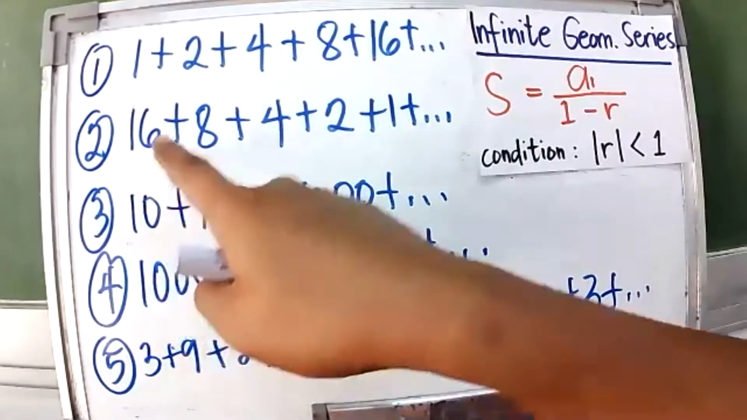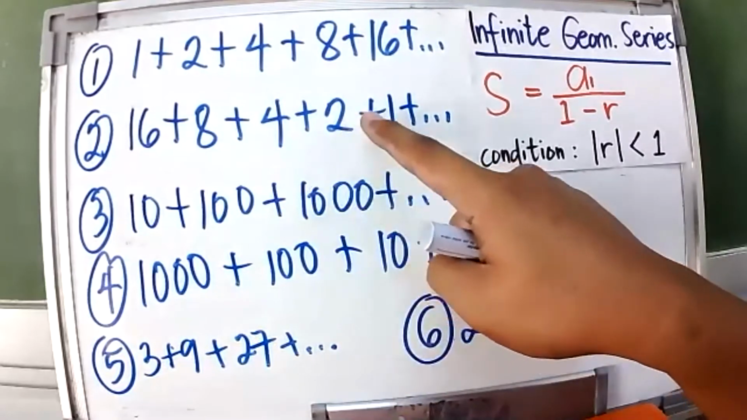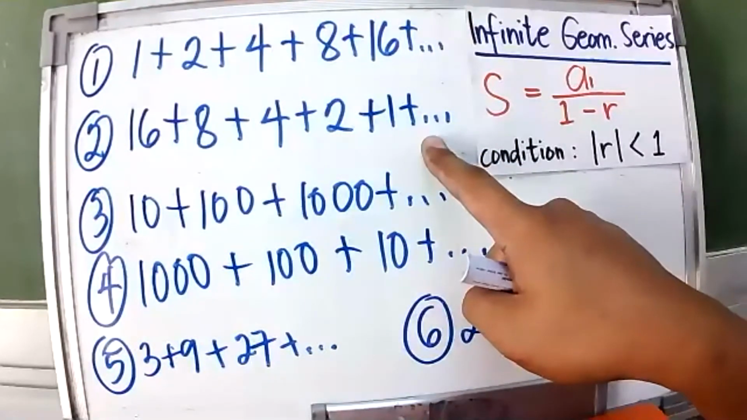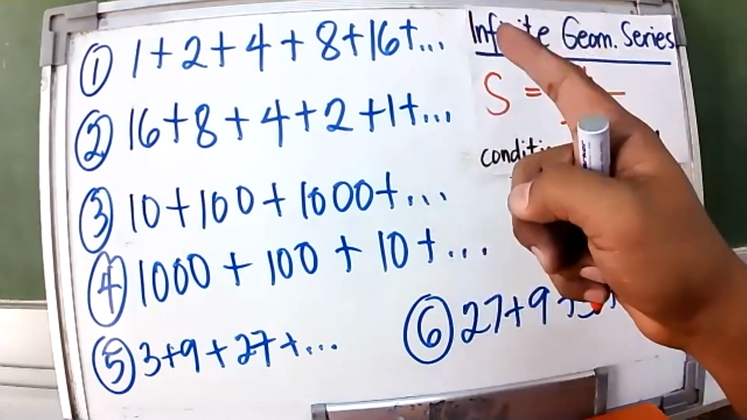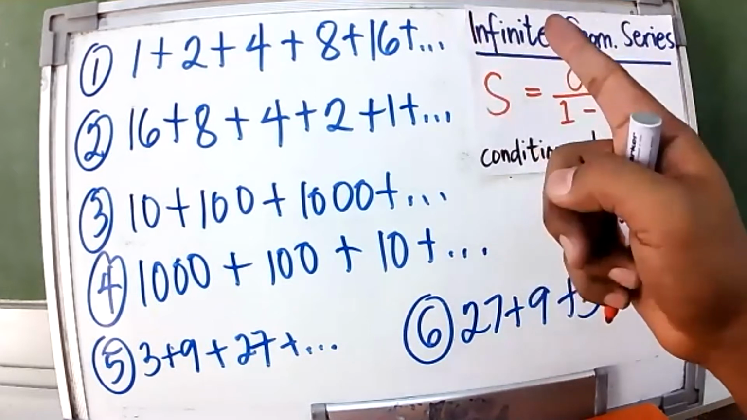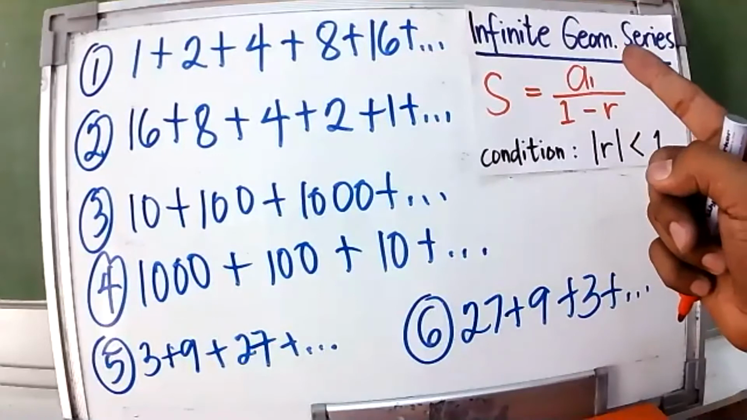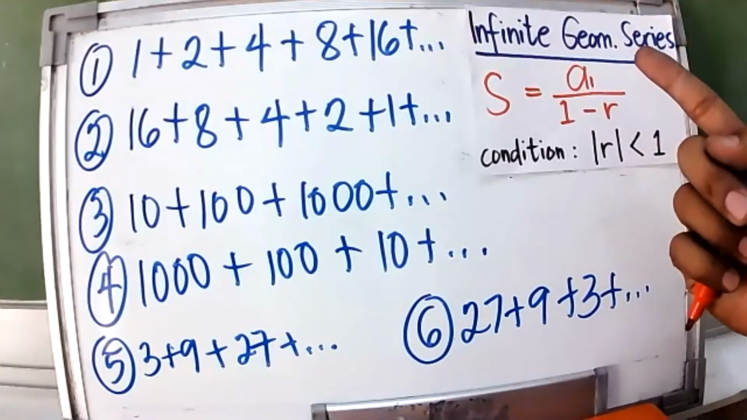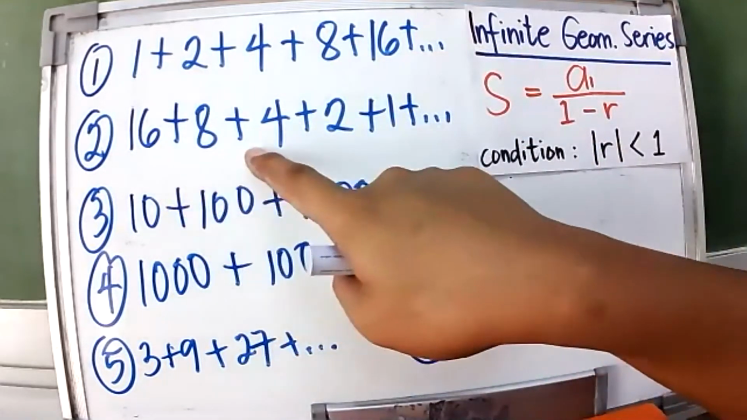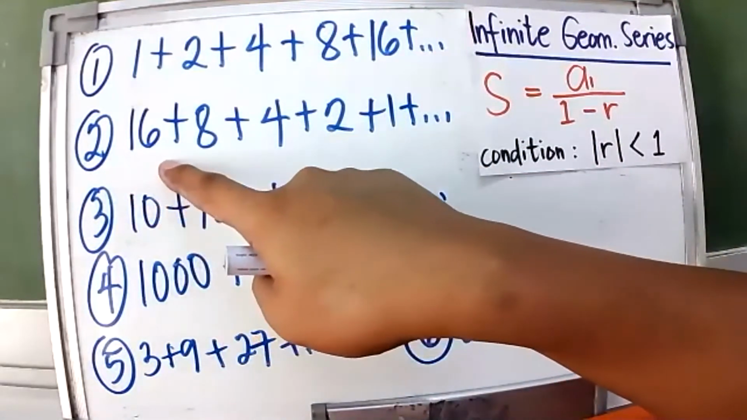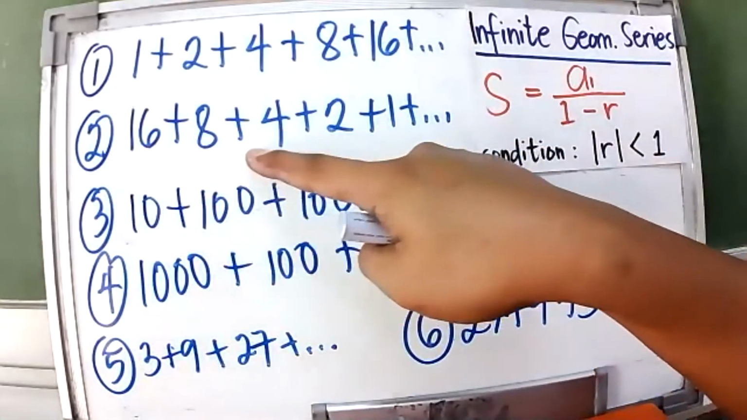Look at this. We have 16, 8, 4, 2, 1. What do you think is the next number here? It's 1/2. Then divide again, 1/4. Divide again, 1/8. Divide, 1/16. Divide again, 1/32. Divide again, 1/64. What do you think? What happens to the value of this? Does it get bigger or does it get smaller and smaller and smaller?